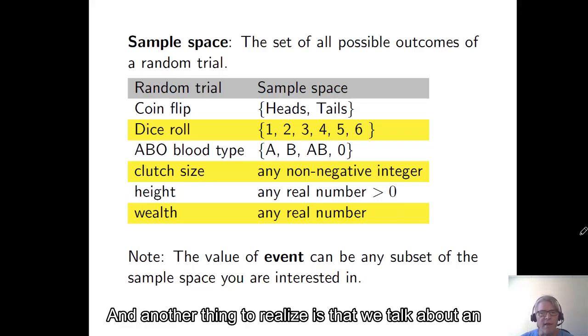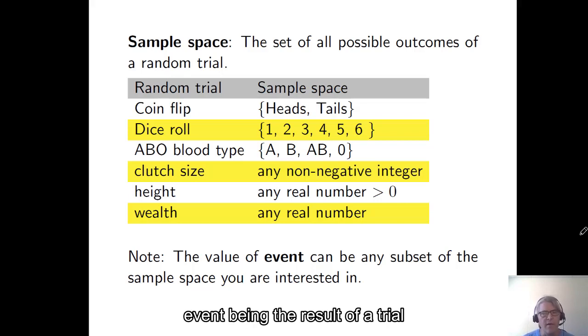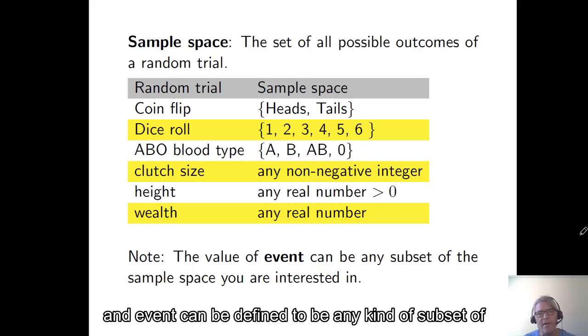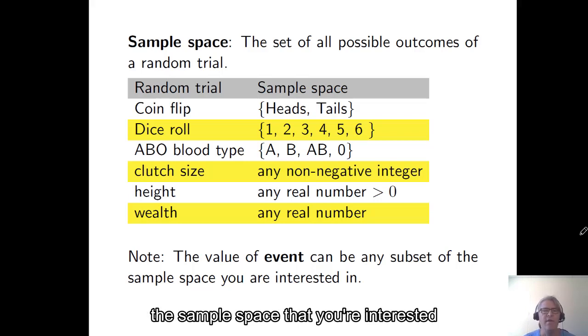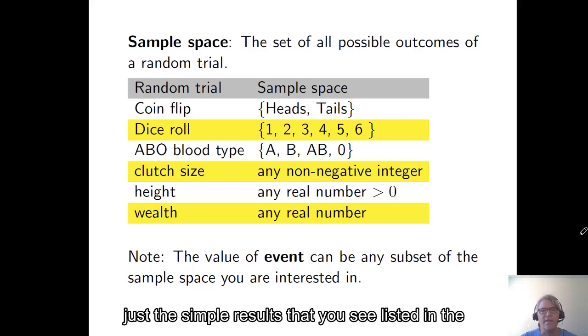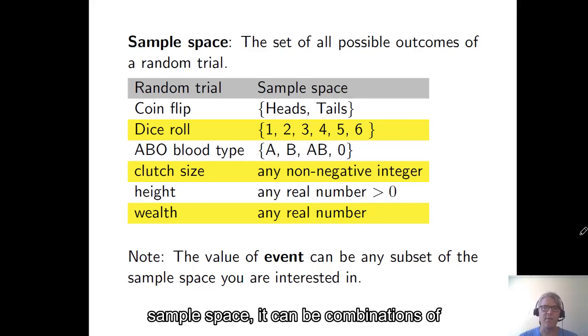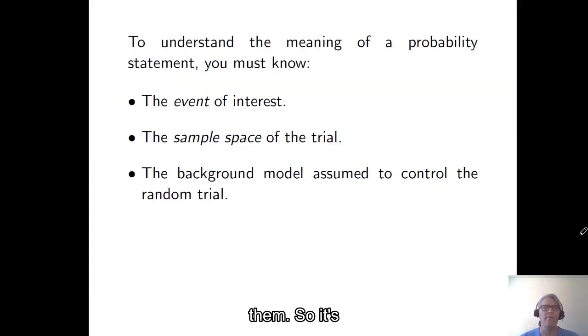And another thing to realize is that we talk about an event being the result of a trial. An event can be defined to be any kind of subset of the sample space that you're interested in. So we're going to see that in the next few slides here. It's not just the simple results that you see listed in the sample space, it can be combinations of them.